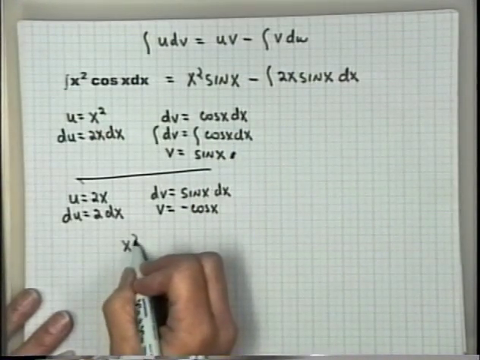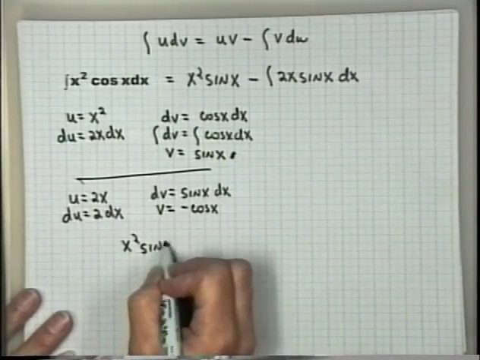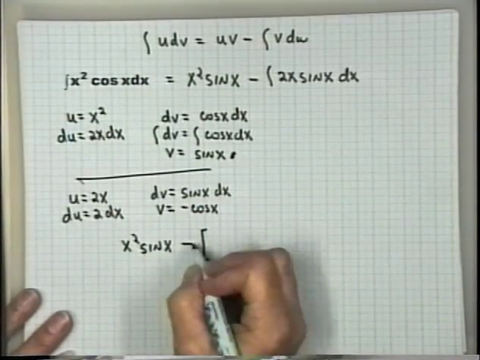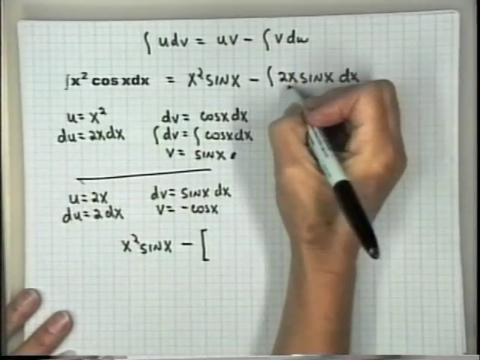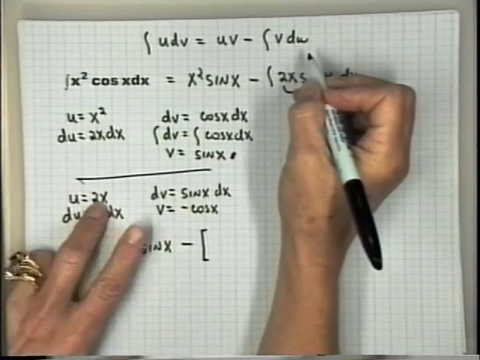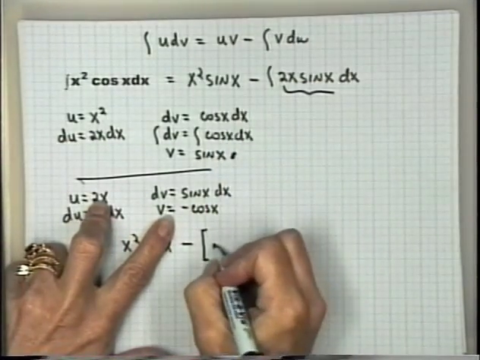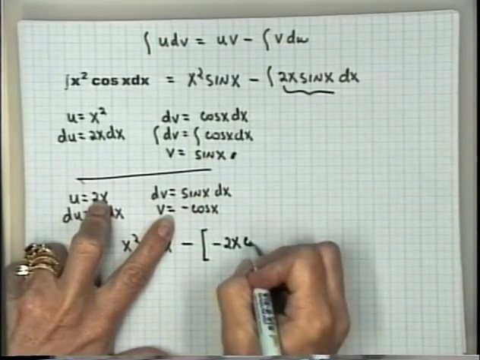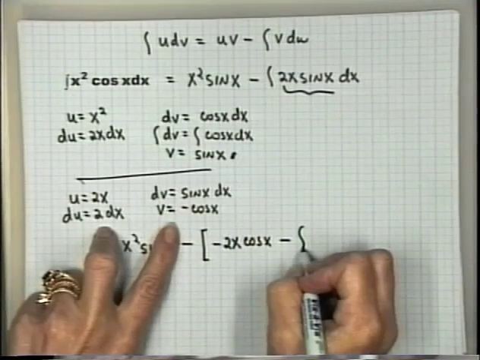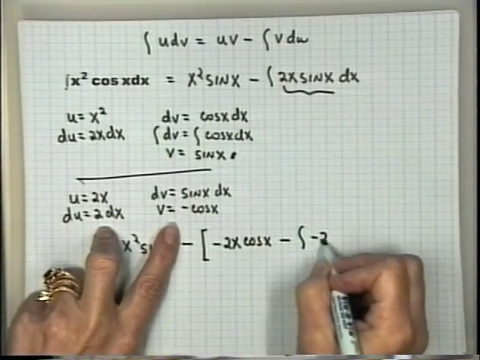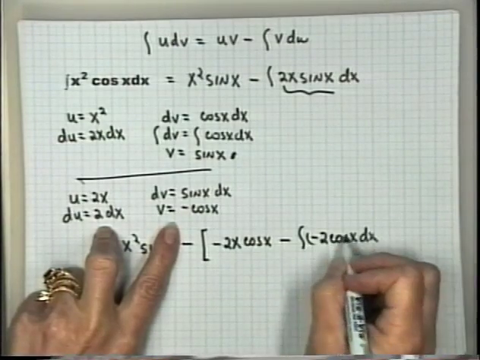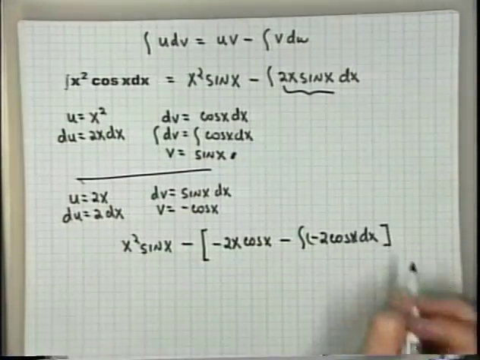I have x squared sine x minus. Now I'm going to need a bracket here so I can be careful with these signs. I'm now doing this using this parts formula. So u times v would be negative 2x cosine x minus the integral. V times du would be a negative 2 cosine x dx. And I'll close that off.